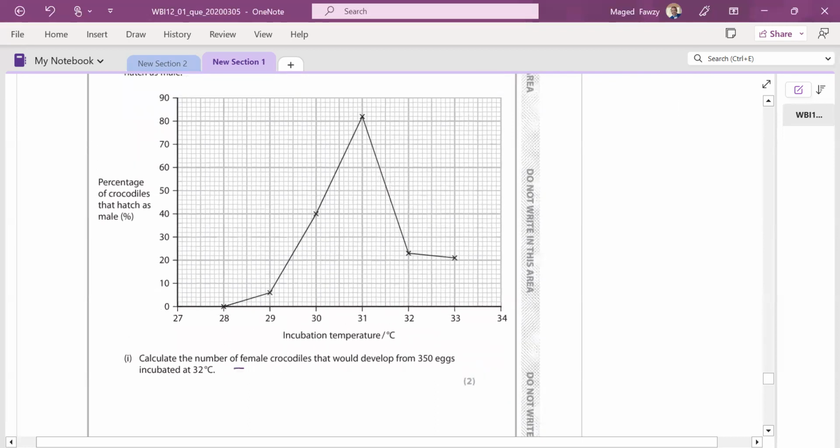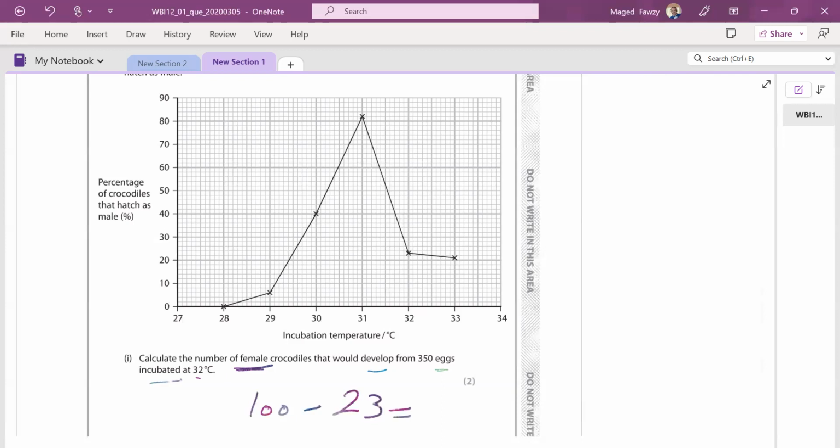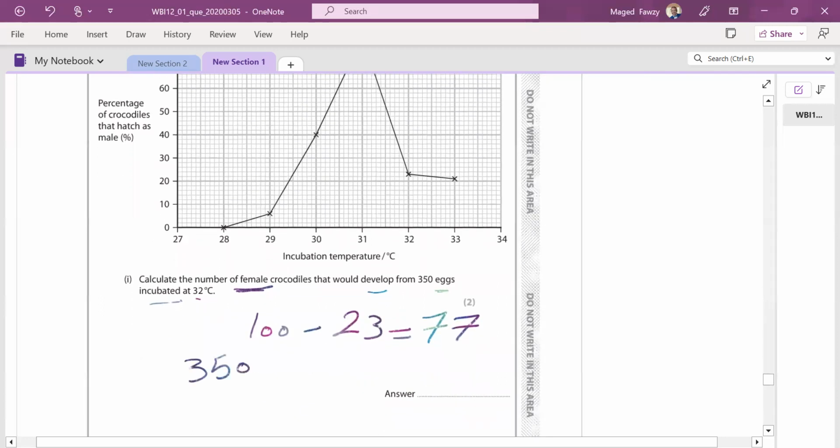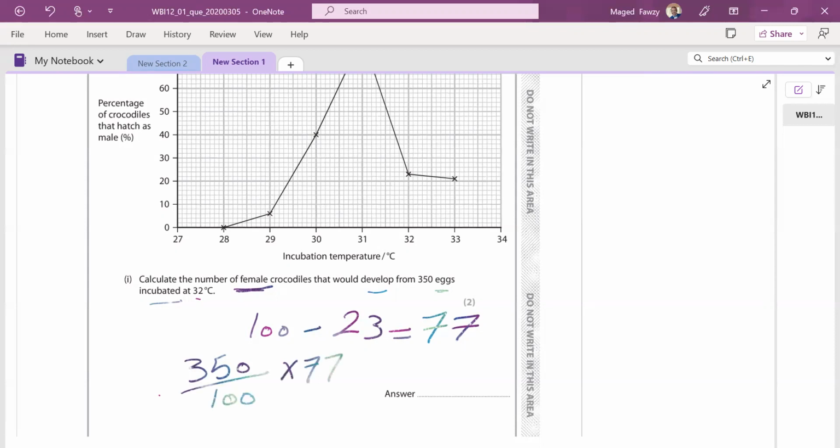He wants you to calculate the number of females. Come on Ahmed, Amr, math is your game. Calculate the number of female crocodiles that would develop from 350 eggs incubated at 32 degrees Celsius. Sir, we do 100% minus 21 or 23%? Bravo. That gives us 77%. Bravo. Then we multiply 350 by 77%, divided by 100. So 3.5 times 77.